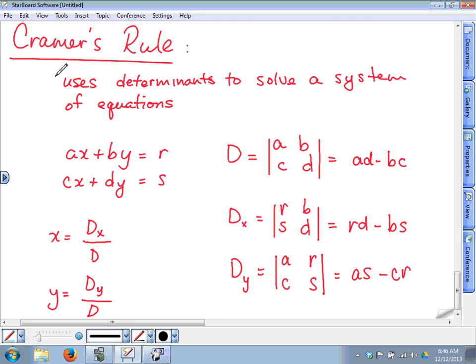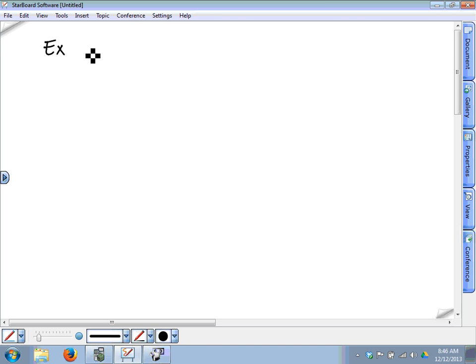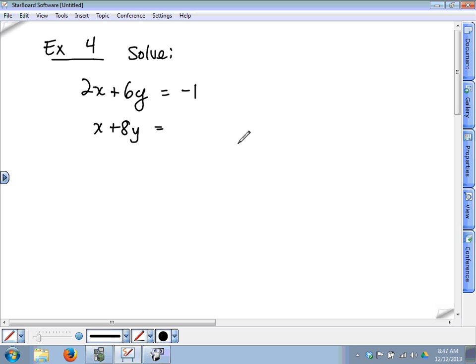So here we go. Example 4. Solve this system of equations. 2x plus 6y equals -1, and x plus 8y equals 2. Solve using Cramer's rule. If on a test, it says solve using a particular method, you have to use that method. Even if you solve it another way and get the answer right, I'm not going to give you credit for it. So this one is specifically solve using Cramer's rule.